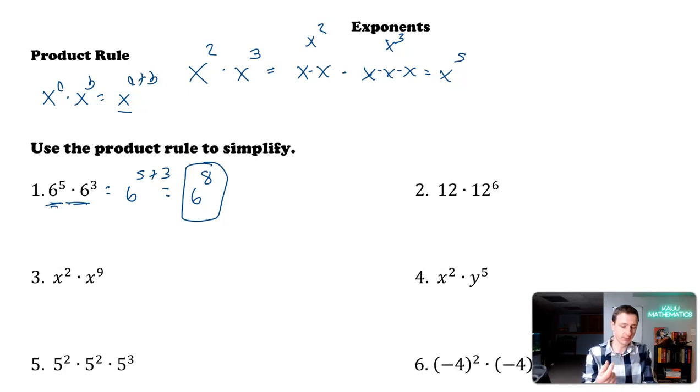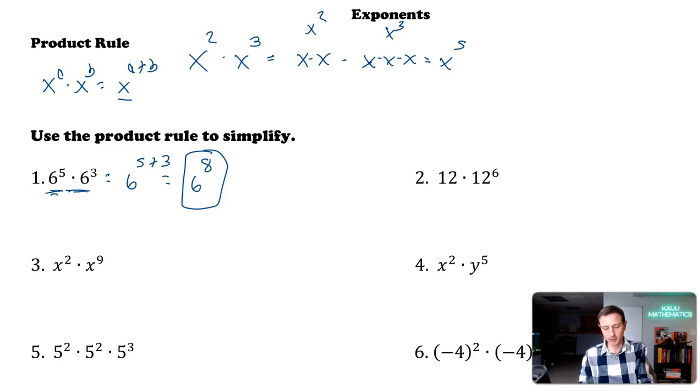It's 5 6's being multiplied, 3 6's being multiplied. So how many do I have in total? 8.